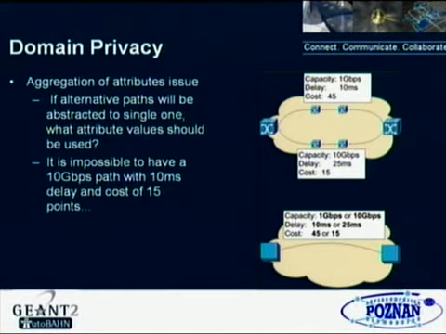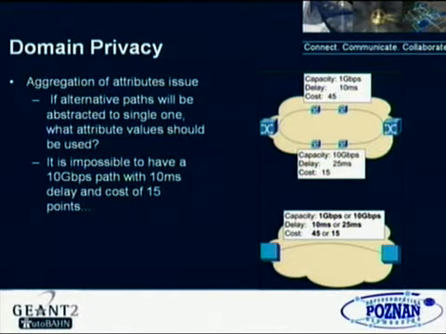For the abstraction process, there is also a problem of aggregation of attributes. So in this example, we have two paths between edge nodes. One is 1 gigabit per second with a 10 millisecond delay and a cost of 45 points, whatever it is. The second one has a 10 gigabit capacity. It has 25 milliseconds of delay and a cost of 15 points. If you'd like to aggregate both into a single link, you have a problem of which values to choose.